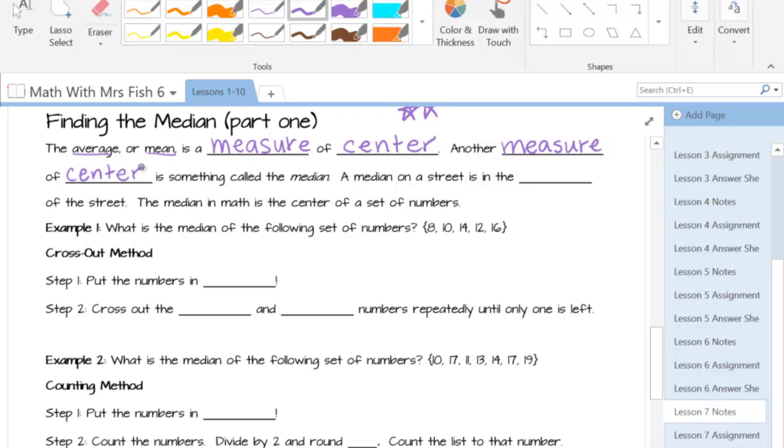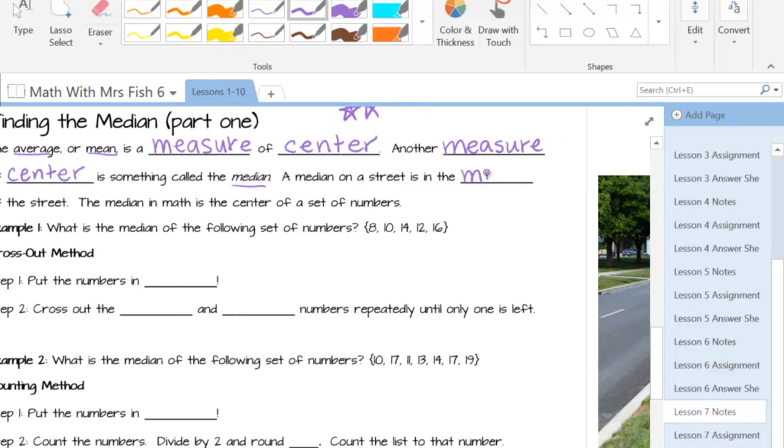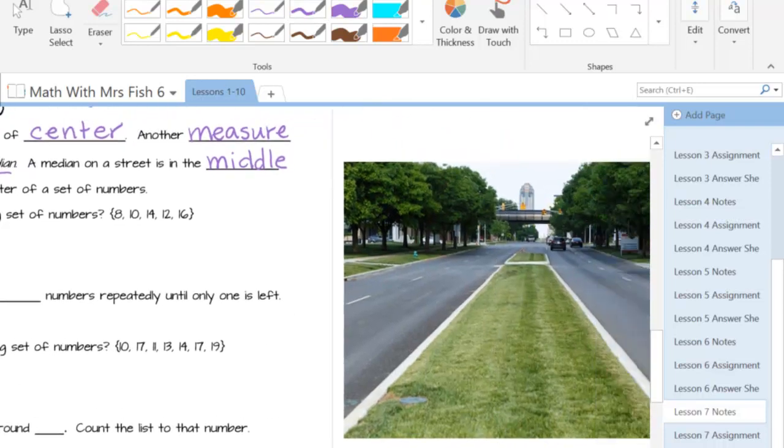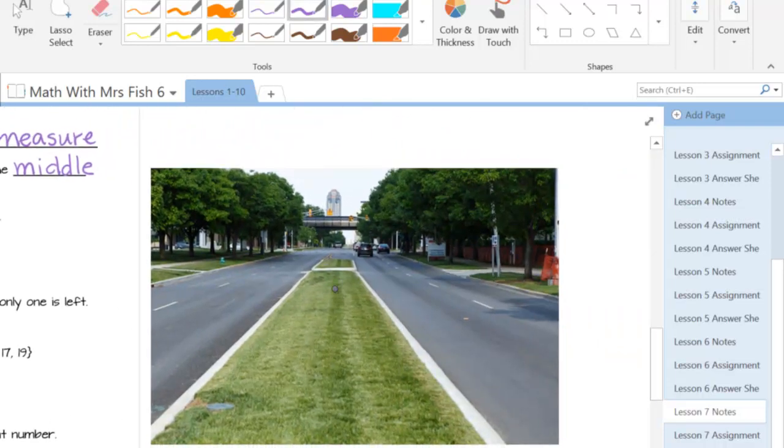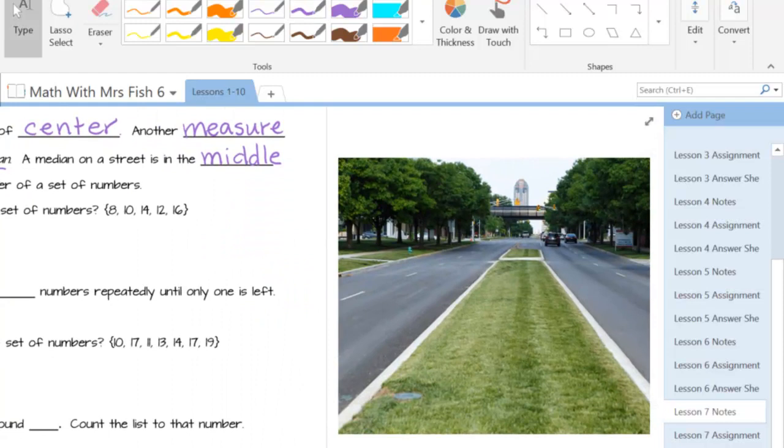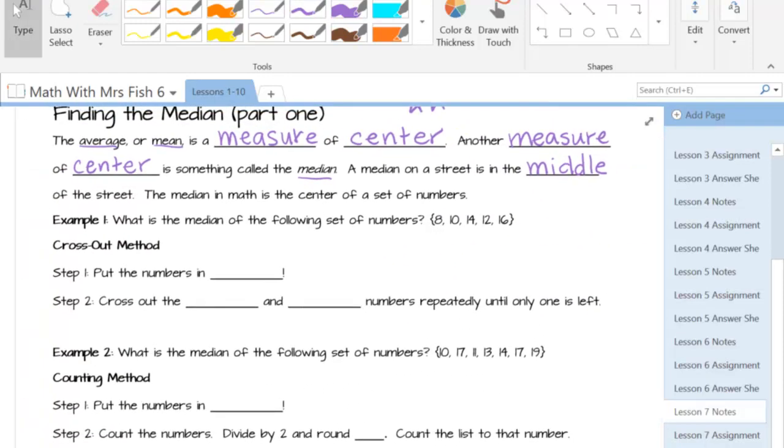Another measure of center, it's so important, we're writing it twice, is something called the median. A median on a street is in the middle of the street, and I have a picture. That grassy area there in the middle is the median in the street. In some cities, the medians are landscaped nicely. In other places, it could just be some lines painted in the middle of the road, but it's a median. The median in math is the center of a set of numbers.